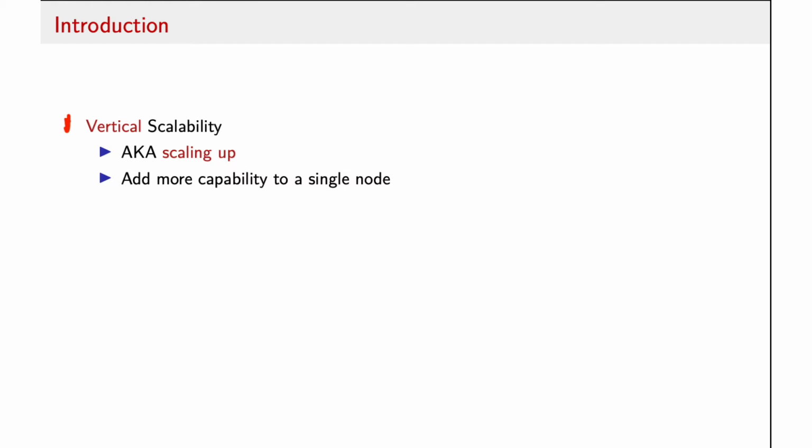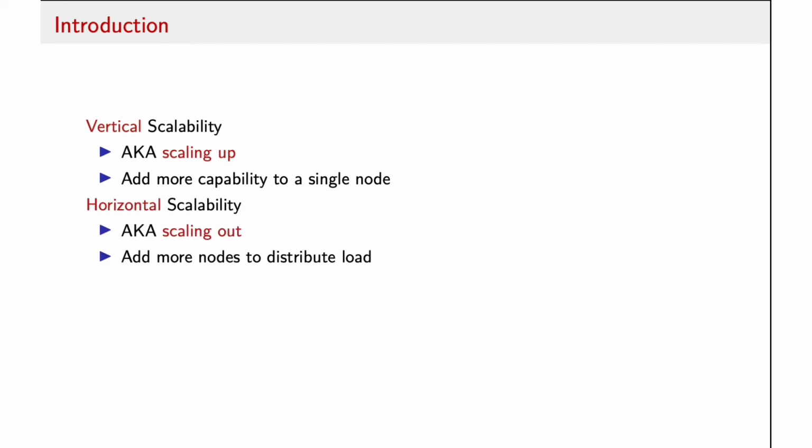The other approach to scaling is called horizontal scalability. So instead of scaling up in a single machine, you're sort of scaling out by adding a bunch of nodes to help distribute the load.